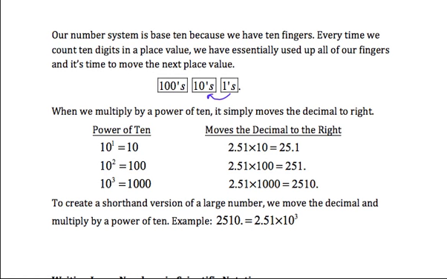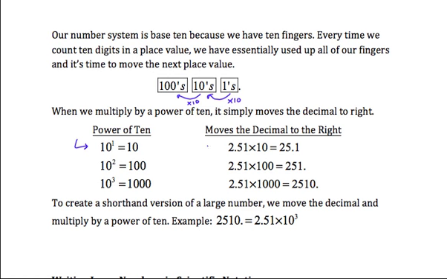Now, every time we jump a place value, we are essentially multiplying by 10. It takes 10 of these ones to make a 10, and it takes 10 of these tens to make 100. So when we multiply by a power of 10, it's as simple as moving the decimal to the right. Let's take a look now at some powers of 10 here. I have 10 to the first power, which would just be 10. Now if I multiply by 10 to the first power, notice what happens.